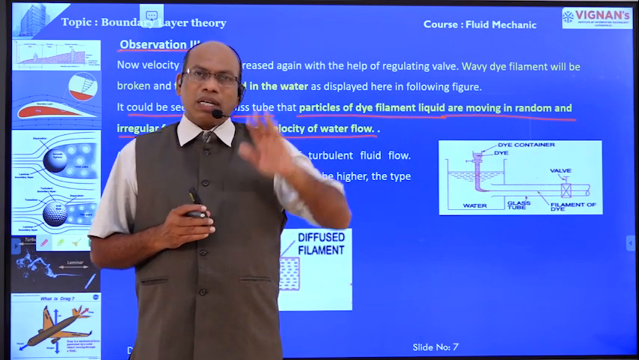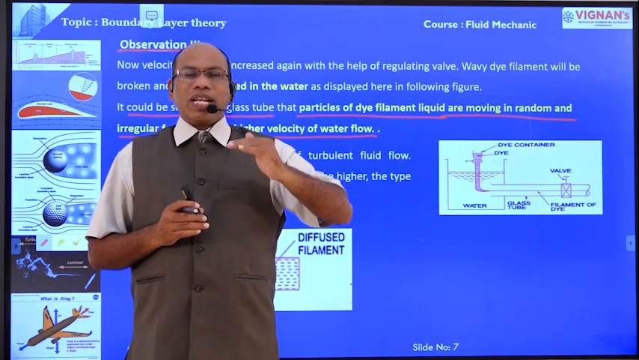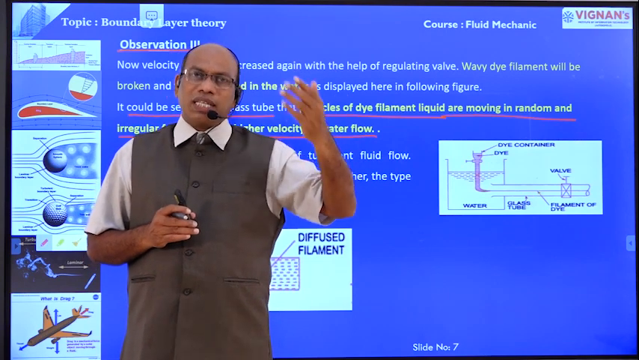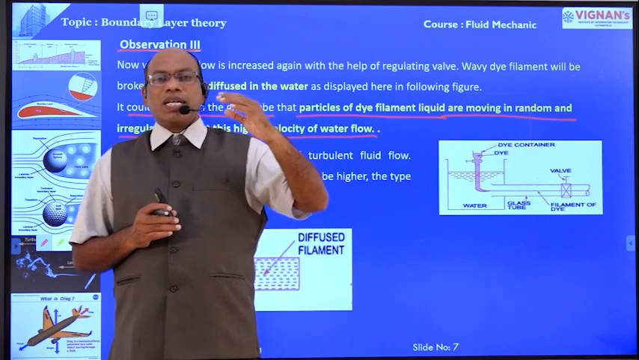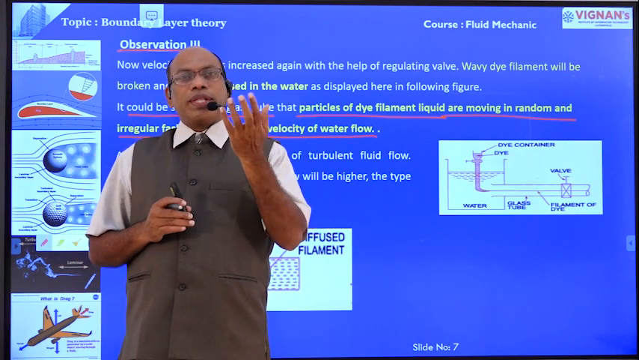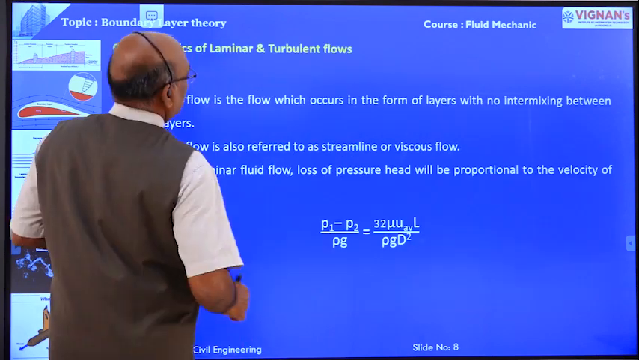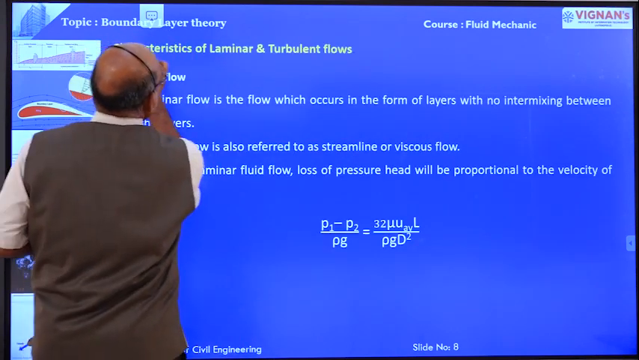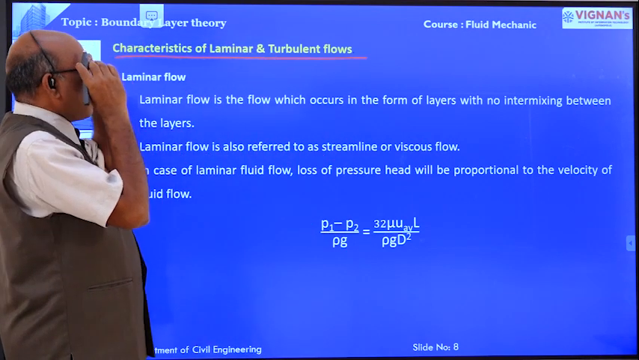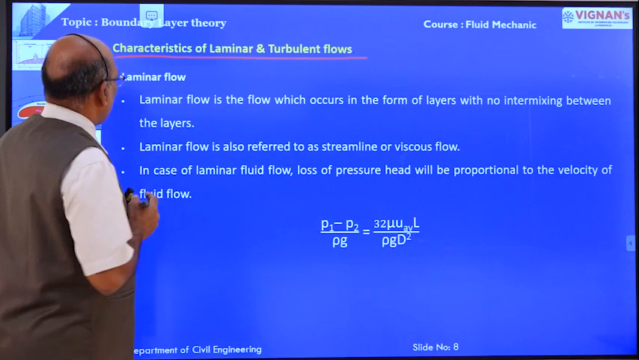Reynolds concluded that at low velocities the flow in the glass tube is laminar. If the velocity gradually increases, the flow is transition. Again, if the velocity of flow increases, the flow in the glass tube is turbulent. This is the last topic, characteristics of laminar and turbulent flows. What are the characteristics of laminar and turbulent flows?